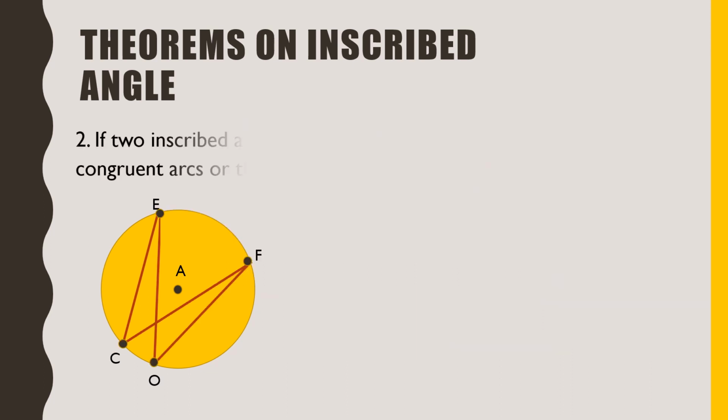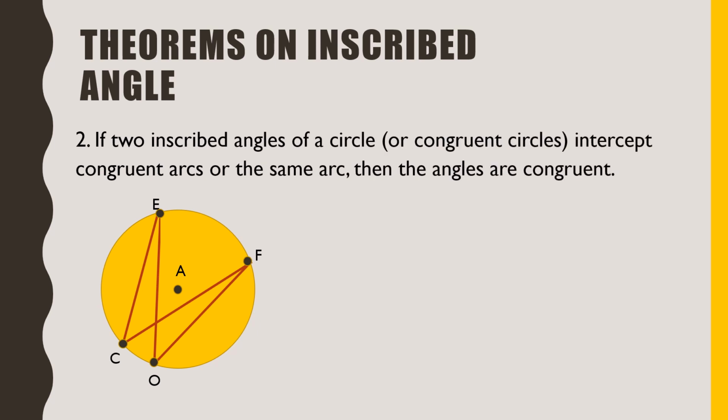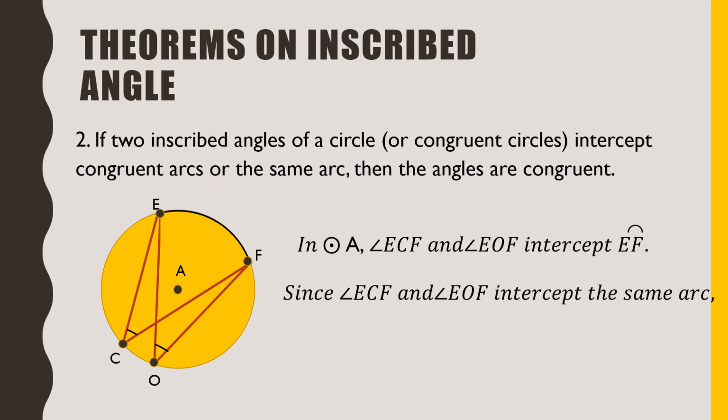For theorem number 2, if two inscribed angles of a circle or congruent circles intercept congruent arcs or the same arc, then the angles are congruent. Given the figure, in circle A, angle ECF and angle EOF intercept arc EF. Since angle ECF and angle EOF intercept the same arc, the two angles then are congruent.